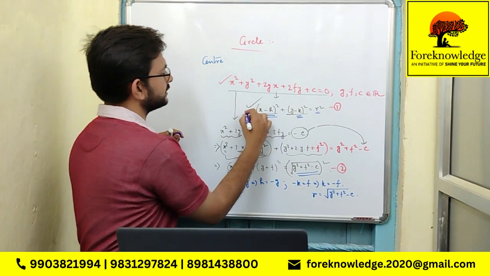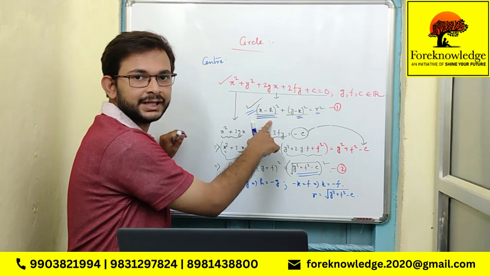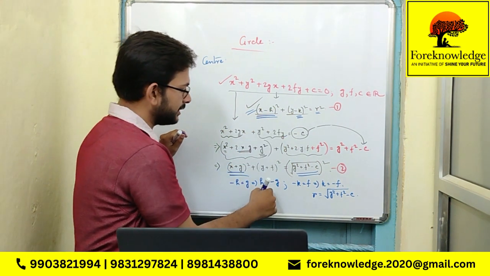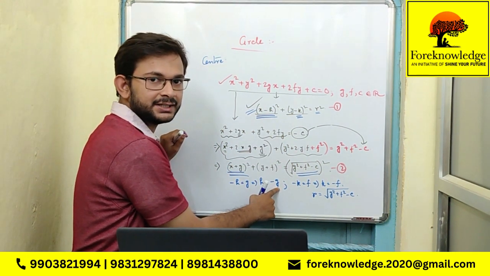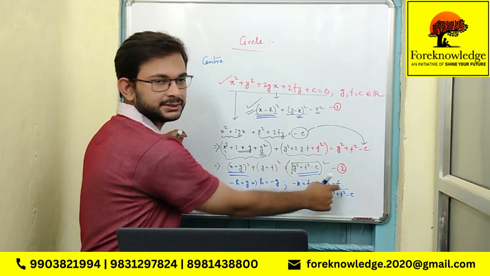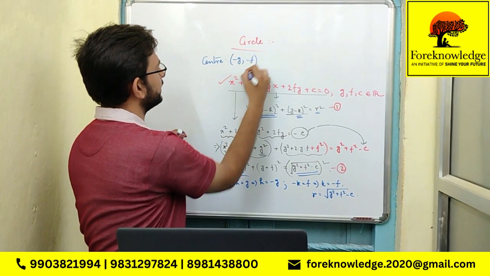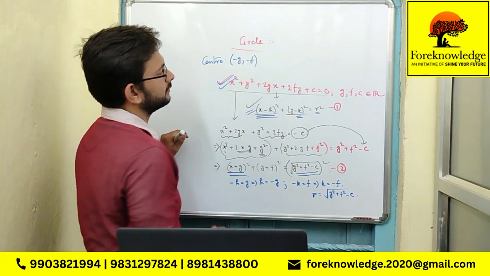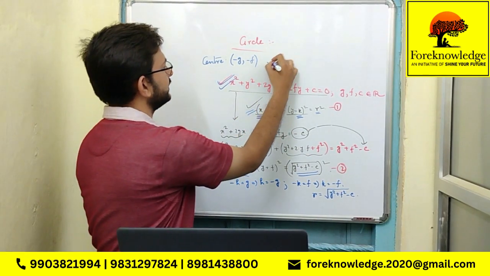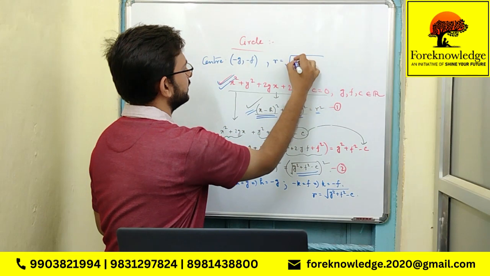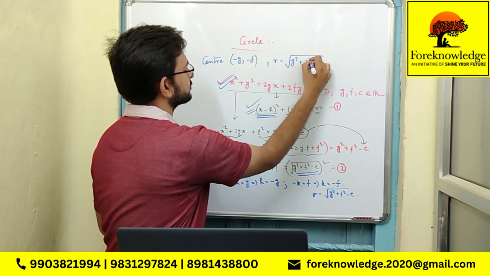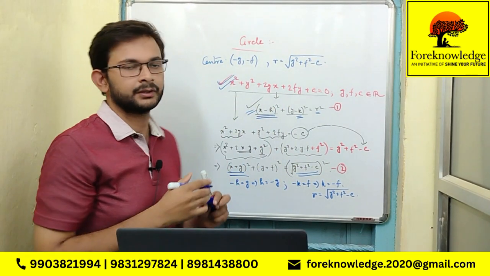What was the center for this one? The center was h comma k. Now here h is nothing but minus g, and here k is nothing but minus f. So the center will be minus g comma minus f for this equation, and the radius is nothing but root under g square plus f square minus c. Got it?